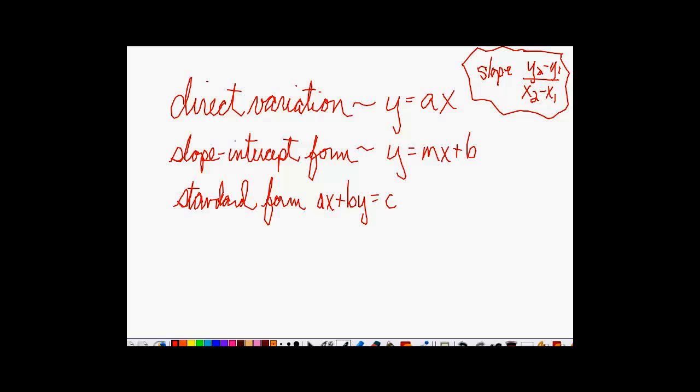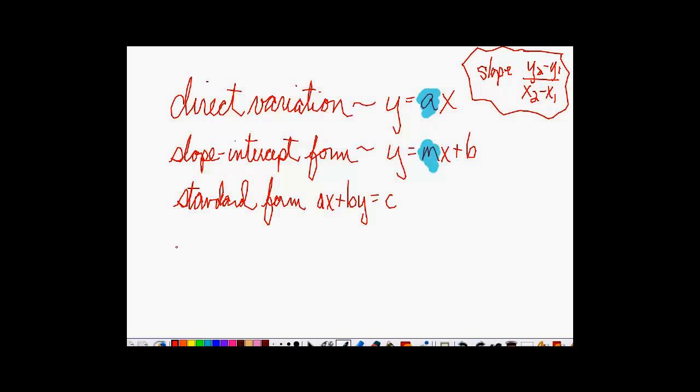Now, also just on that one, I want to point out the fact that a and m, technically, depending on what you're talking about, are the same thing. So in direct variation, they call it the constant of variation. In slope-intercept, they call it the slope. But it means the same thing. It's how much it's changing. All right? So back to today.